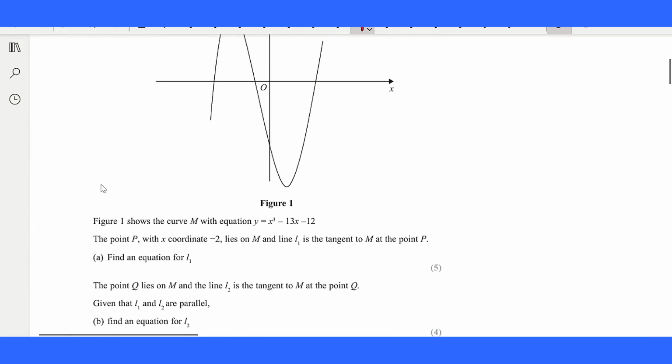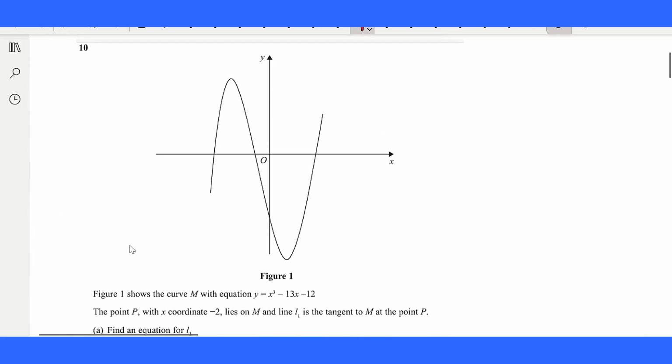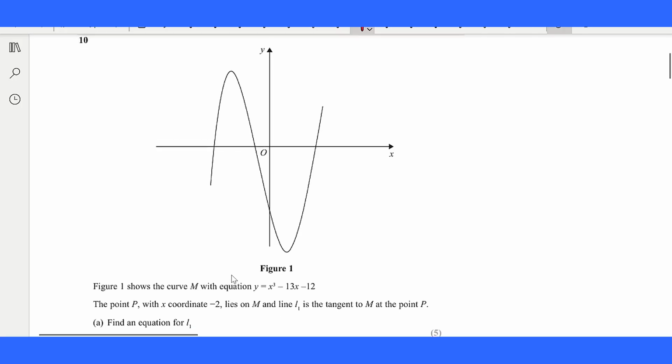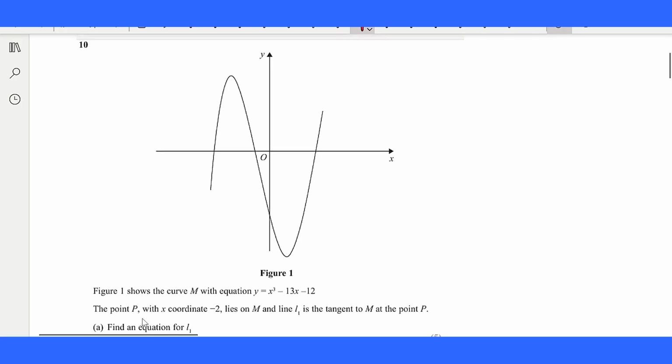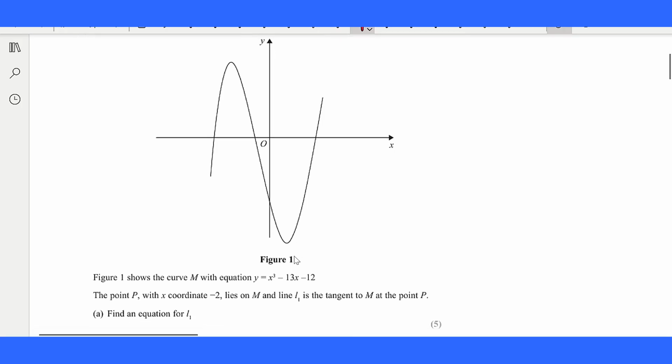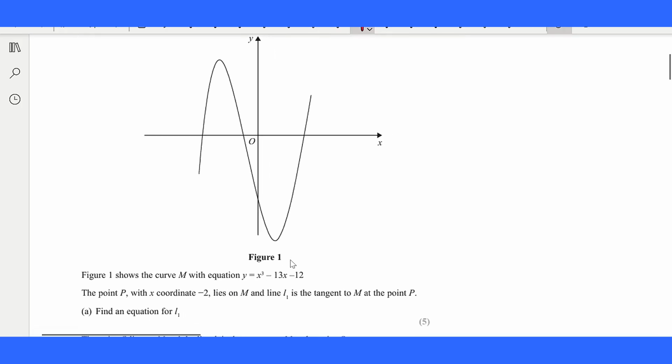Figure 1 shows the curve M with equation y equals x cubed minus 13x minus 12. The point P with x coordinate -2 lies on M, and L1 is the tangent to M at point P. Question 10a: find an equation for L1. So how could you do that?